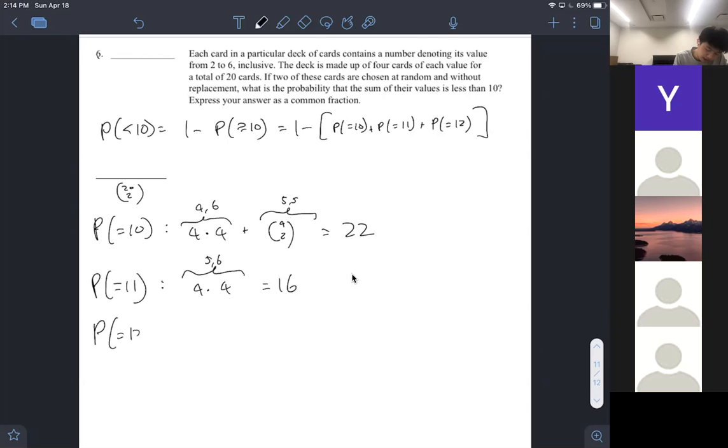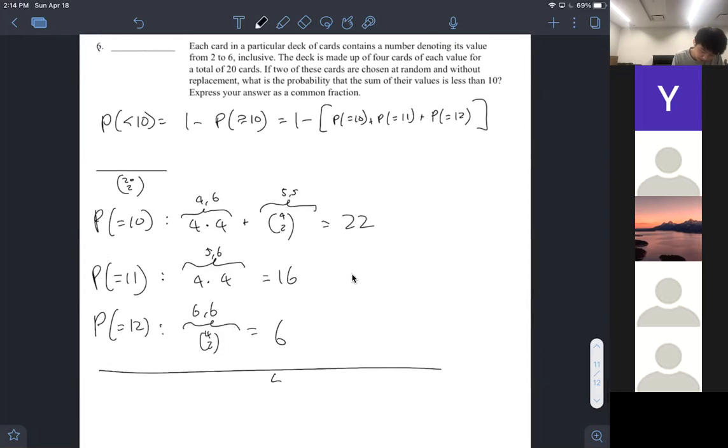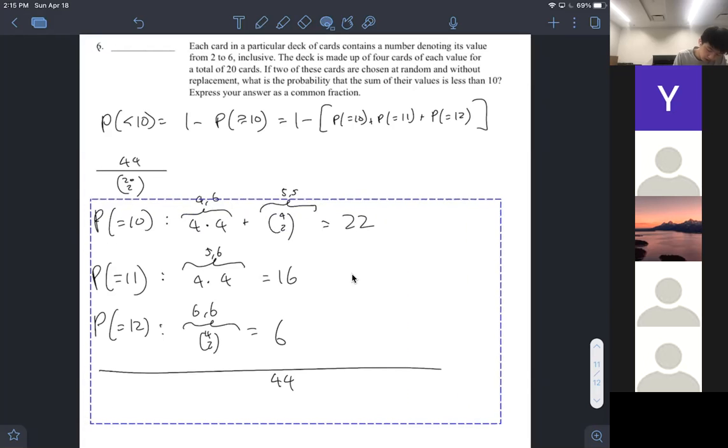Lastly, we have the probability that the sum of their values is 12. The only way that happens is if we have 2 6s, and so we have to choose a pair of 6s, 4 ways to choose the first, 3 ways to choose the second, divided by 2 because we're considering unordered pairs. So this equals 6. And so in total, we have 44 different ways to get the value to be greater than or equal to 10. So 44 over 20 choose 2.